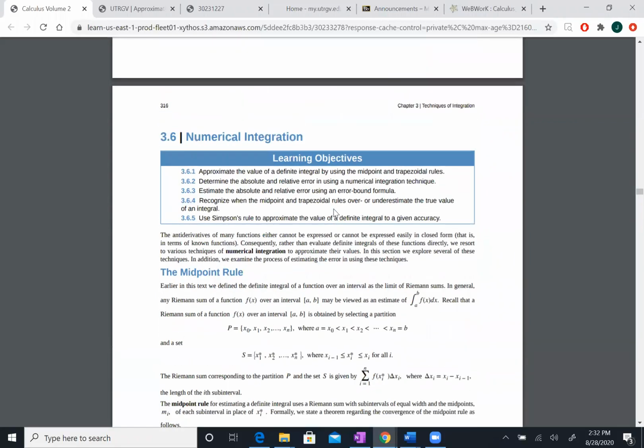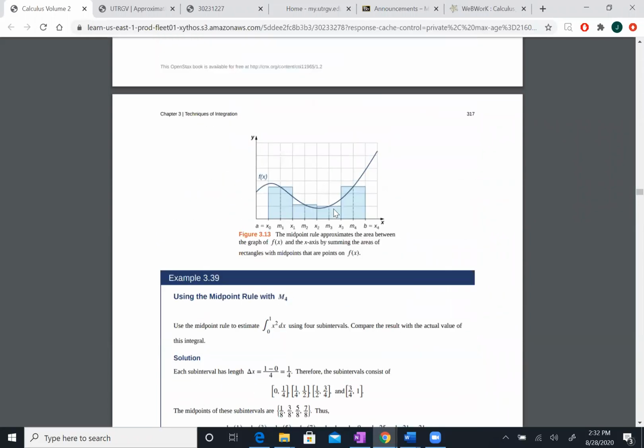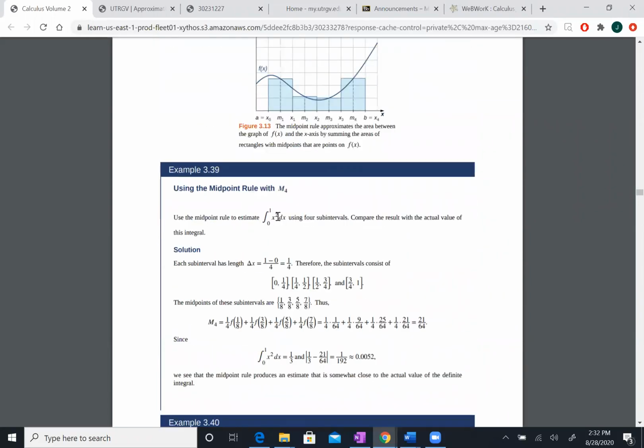Now you can follow the book, and the book is gonna do M4. So we did M5. They're gonna do it with 4 intervals, not 5. So 0 to 1/4, 1/4 to 1/2, 1/2 to 3/4, 3/4 to 1. So they only do 4. You can do 5 intervals, you can do 4, you can do 3.